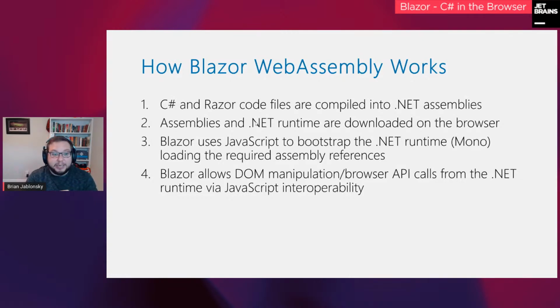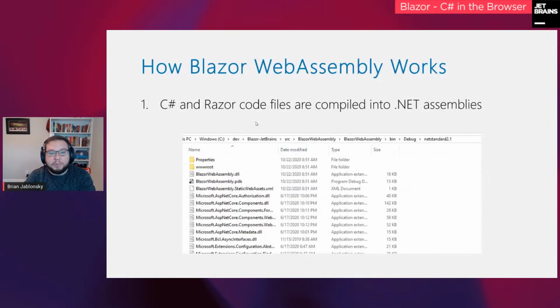You have some C# and Blazor code files that are compiled into .NET assemblies. Those assemblies and the .NET runtime are downloaded into the browser. The browser uses JavaScript to bootstrap some of the .NET runtime and load all the required assemblies, and then uses JavaScript for DOM manipulation and calling to and from. So if we take a Blazor WebAssembly application and compile it, this is the output from the bin debug folder. You can see there's a Blazor WebAssembly DLL, some root properties and stuff like that. Everything compiles down to a .NET DLL, just like you used to with MVC or Razor.